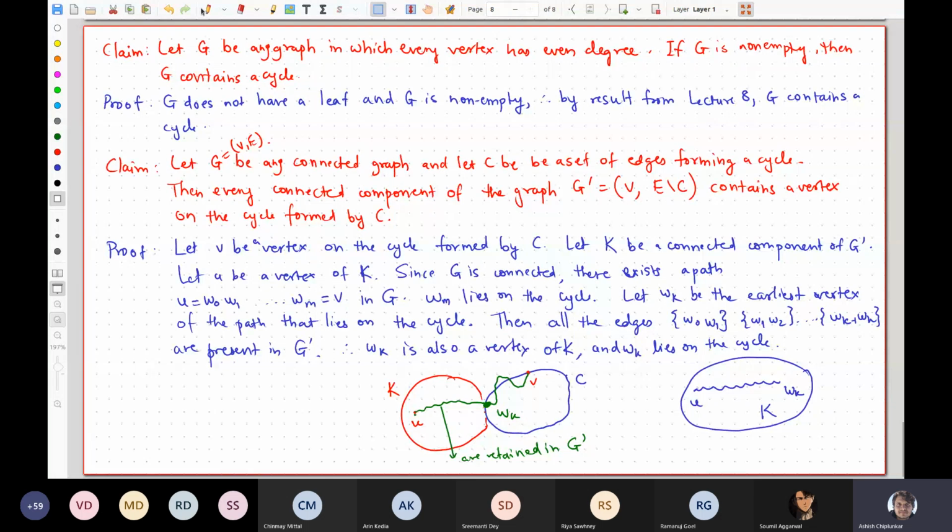Let's give them some name. Let's call this claim 1. Let's call this claim 2.